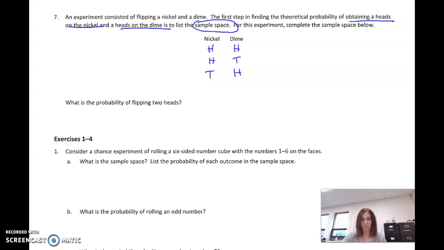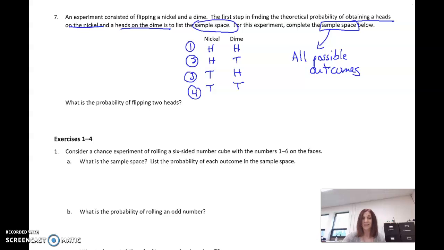Remember, flipping them in the air, they're landing. Or I could get tails on both, right? So there are 1, 2, 3, 4 possible outcomes, okay? Remember, sample space is all possible outcomes. Now, it doesn't mean that I could do this 4 times and get all 4 of these. No, but those are the 4 outcomes that could happen.